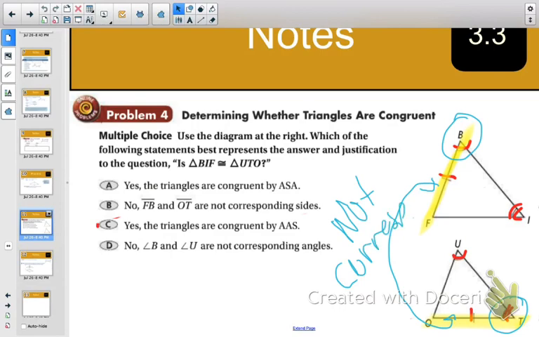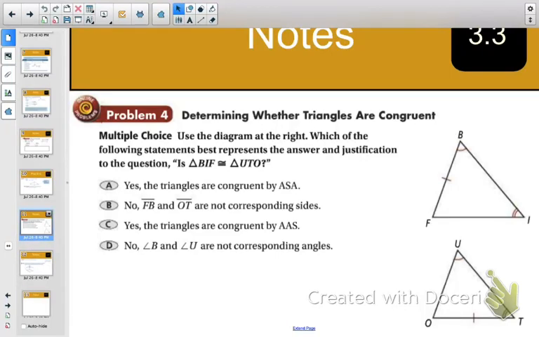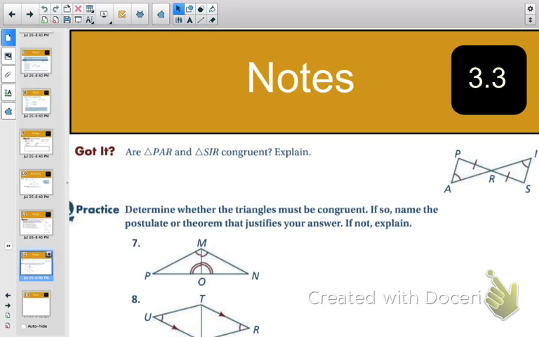Okay, so if they're not corresponding sides, then we can't use the angle, angle, side theorem. So we'd say no, FB and OT are not corresponding sides. So even though they're both angle, angle, side, it has to be the correct side. It has to be the corresponding side. So if it was down here and down here instead, that would work. Anyway, we're going to move on to the next one.